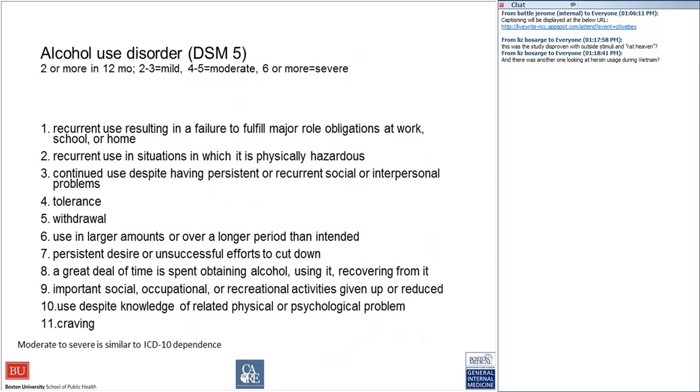For those of you who have been in the field for longer or are more familiar with diagnostic terms, those who have a moderate disorder, that is 4 or more of these symptoms, it's more like what used to be called dependence in the earlier edition of DSM. And it's also similar to what's called dependence internationally.